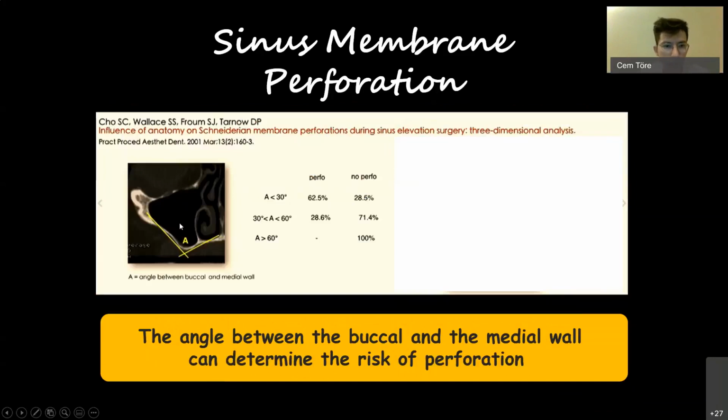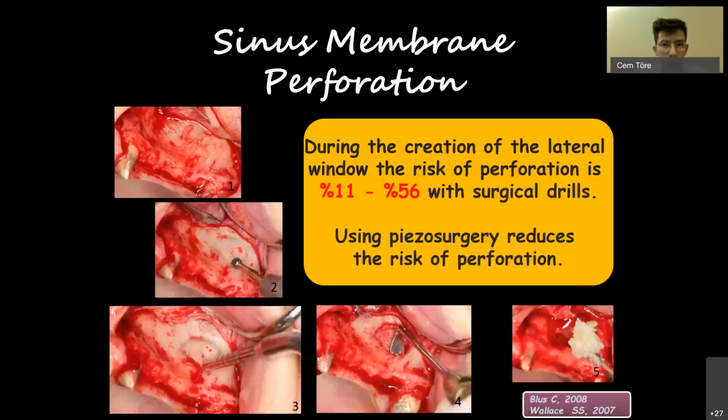It's also about anatomy. If this angle is too acute, it's very difficult to lift the membrane at such an acute angle. It's easier if the angle is wider. This is something we can see on the tomographies. With the drill, the risk of perforations has been found to be between 11 and 15%. If you have a piezo surgery tool, it will greatly reduce this risk, because piezo surgery tools don't damage non-hard tissues such as membranes.